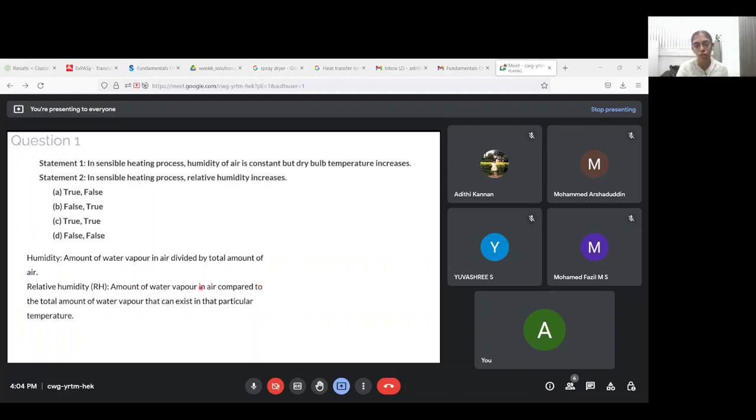So if you say that your air has a certain amount of water vapor, that need not be the maximum that is possible at that temperature. So the relative humidity will actually compare the amount of water vapor that you have in air currently to the total amount of water vapor that can possibly exist at that particular temperature. So that is relative humidity.